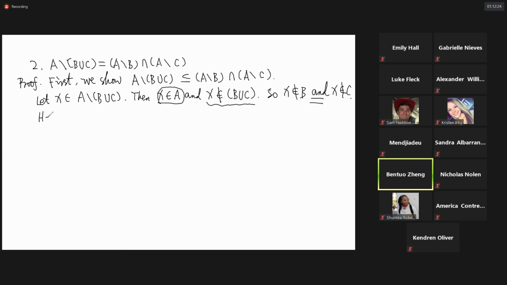hence by definition, X is in A minus B, because X is in A but X is not in B. And because X is in A but X is not in C, then we have X is in A minus C. Now we use the definition again. X is in A minus B, and X is in A minus C. So X is in the intersection.